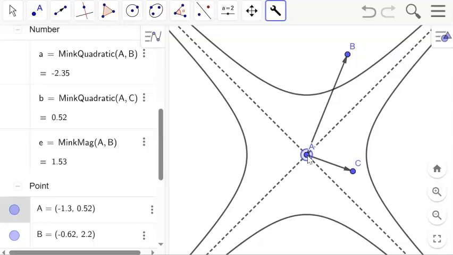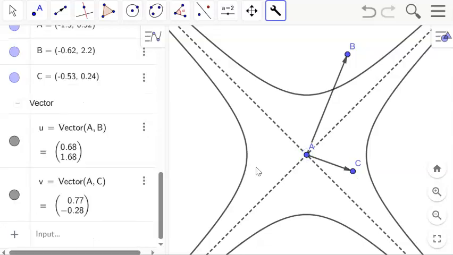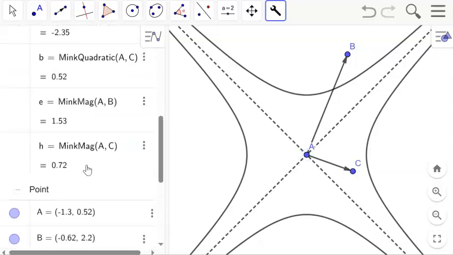And I still have that tool activated, so I'll apply it to AC. And again, find that number. The square root of 0.52 is 0.72. So depending on exactly what you're thinking about, you might be more interested in the quadratic form, which has the sign in it, or the magnitude, which does not and has the square root.